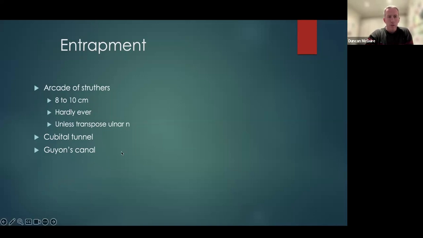It's not really important, but the one thing to remember is if you are going to transpose the ulnar nerve, you're bringing the ulnar nerve forward. So if it's a tight arcade of Struthers, that could be an area of constriction on the nerve. You have to make sure that you release right up about 8 to 10 centimeters proximal to the elbow so that it doesn't get kinked at the arcade of Struthers. And then the most common area of entrapment is the cubital tunnel, and then Guyon's canal at the wrist, which is a lot rarer than the cubital tunnel.